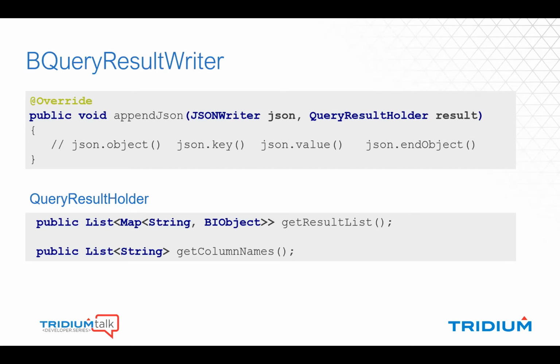And so looking at the query result holder in more detail, it has two methods you will need to use. The second of these is quite self-explanatory. It gives you a list of the column names. The first of these returns a list where each list entry represents a row of the query result table. And then each entry in the map in that row represents each column's worth of data.